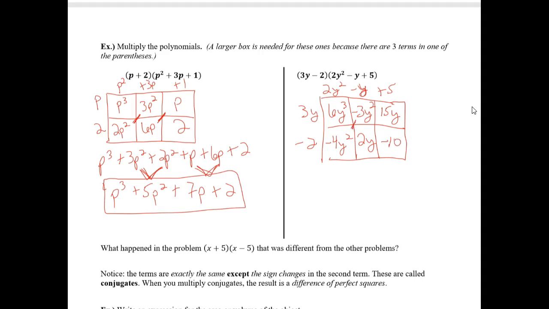I see some like terms with my y squareds and then my y. I'm going to go ahead and combine those. I had only one y cubed, so I bring that down. Then I have negative 4y squared and a negative 3y squared would be negative 7y squared. 2y plus 15y is 17y. And I have my negative 10. No more like terms. That's as far as I can go.